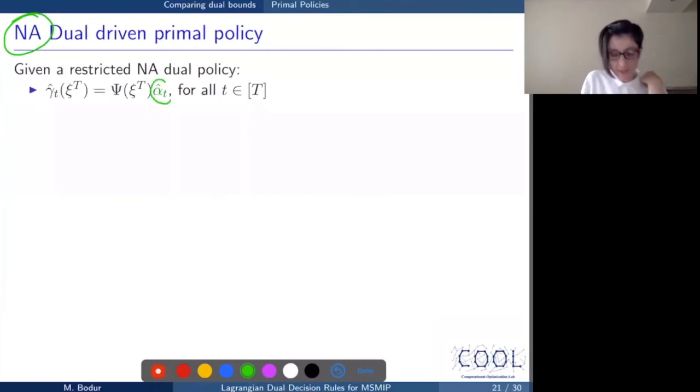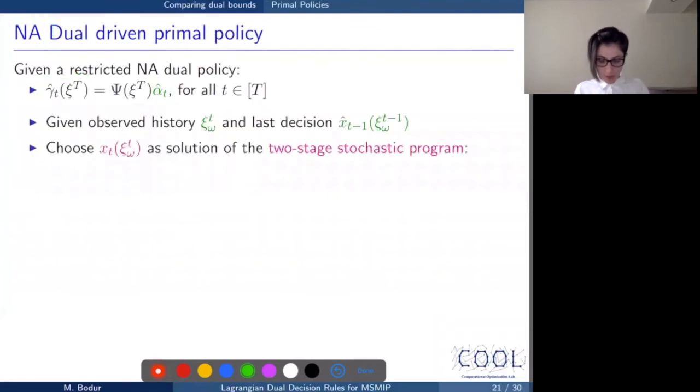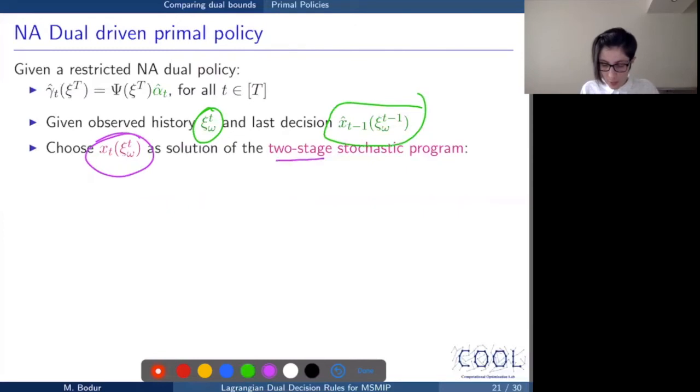The second one will be motivated by our second dual, the non-anticipative dual driven policy. Now my LDR decision variables are outputted as alpha hats. And of course, using those, multiplying them with basis functions, I know my corresponding gamma hats, basically Lagrangian dual multipliers. So for this one, again, I'm given a current history for the scenario that I'm simulating and my previous decisions, most notably the last one. What should I do now? That's our question, right? For this one, we are proposing a two-stage stochastic programming model to make our decisions.